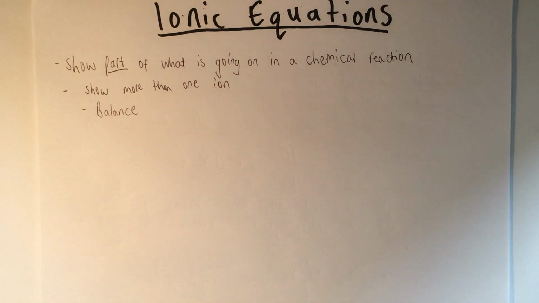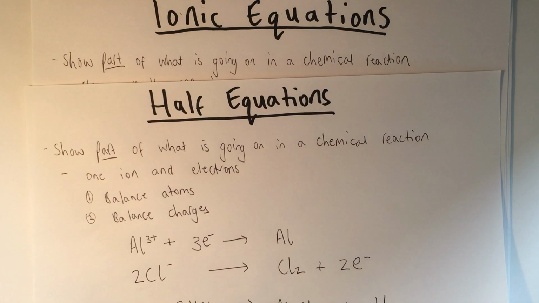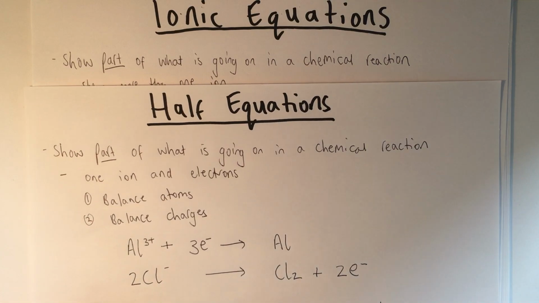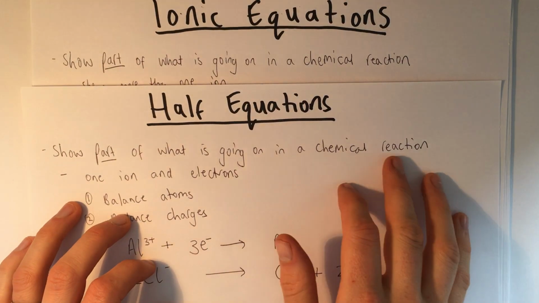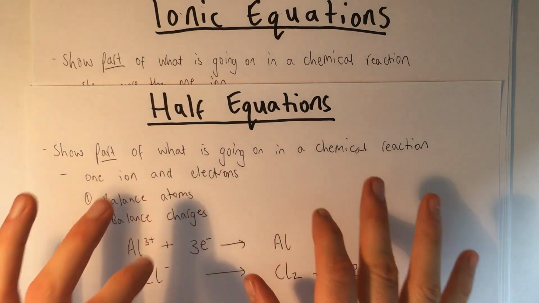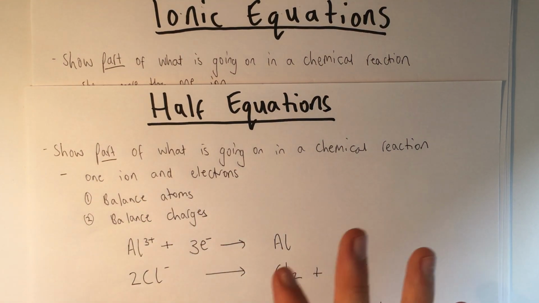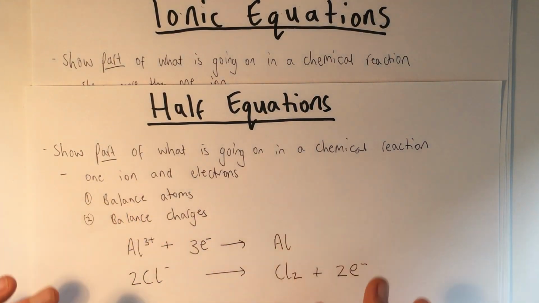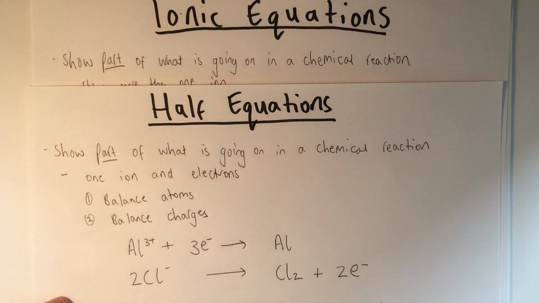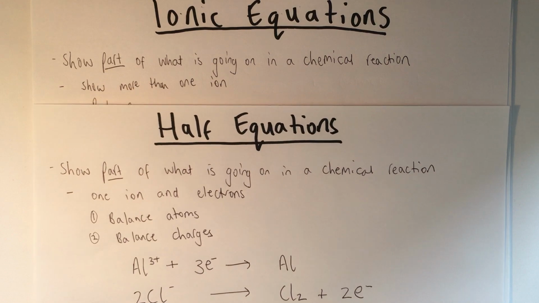Ionic equations are quite similar to half equations in that both of them show just part of what's going on in a chemical reaction. So before you tackle them, I'd recommend that you make sure you're really familiar with just normal equations for chemical reactions and how they work, how we balance them. And then have a go at ionic equations.